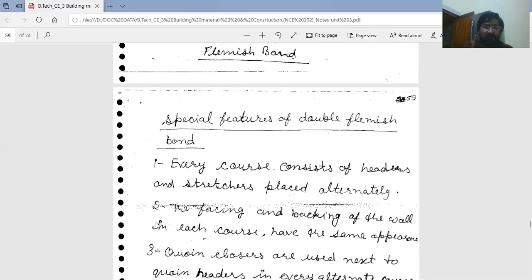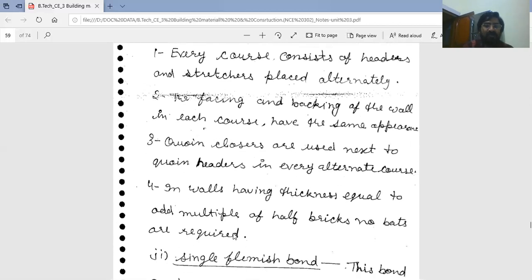Features of double Flemish bond: every course consists of headers and stretchers placed alternately. The facing and backing of the wall in each course have the same appearance. Queen closures are used next to the quoin header or corner header in every alternate course. And in walls having thickness equal to an odd multiple of half bricks, no bats are required.